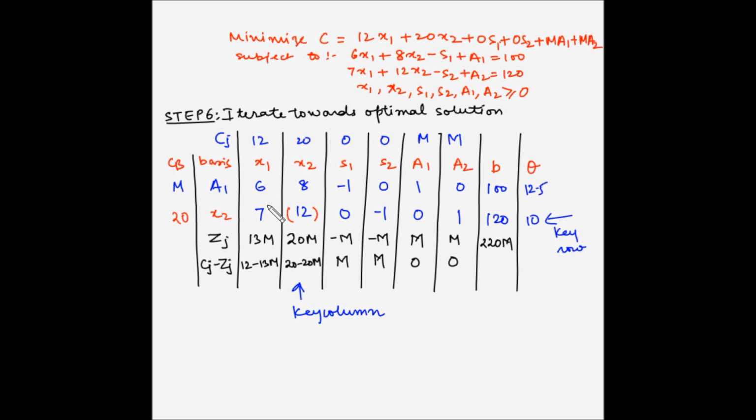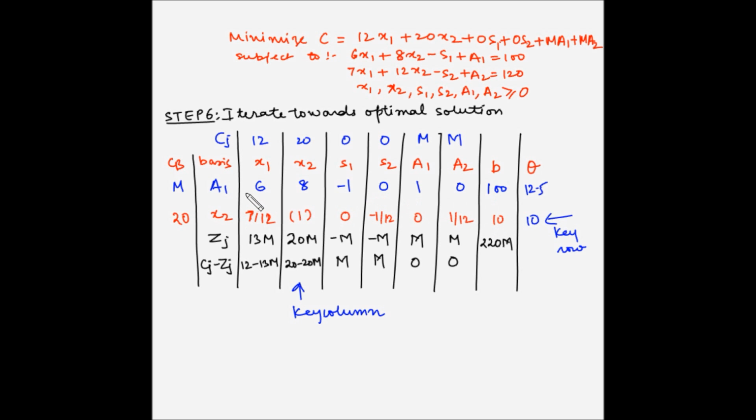So for x1 it will become 7 by 12, for x2 it will become 1, s1 will be 0 by 12, which is 0, s2 will be minus 1 by 12, a1 will be 0, a2 is 1 by 12, and b is 120 by 12, which is 10. Let me rewrite these new numbers.